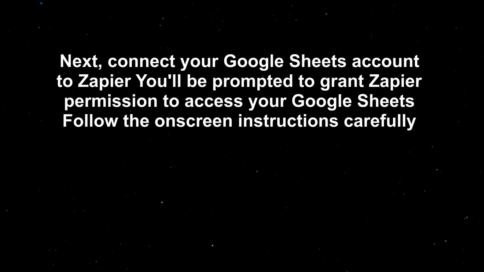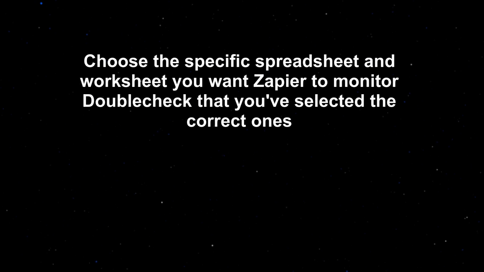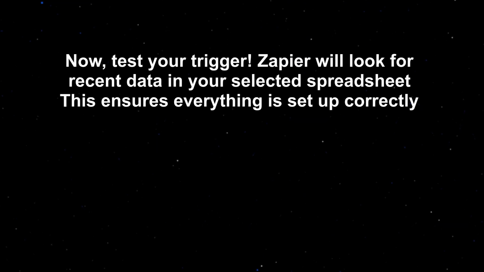Next, connect your Google Sheets account to Zapier. You'll be prompted to grant Zapier permission to access your Google Sheets. Follow the on-screen instructions carefully. Choose the specific spreadsheet and worksheet you want Zapier to monitor. Double-check that you've selected the correct ones. Now, test your trigger. Zapier will look for recent data in your selected spreadsheet. This ensures everything is set up correctly.